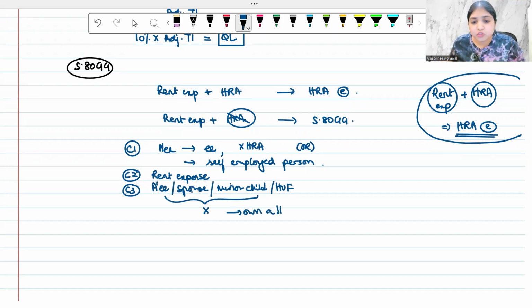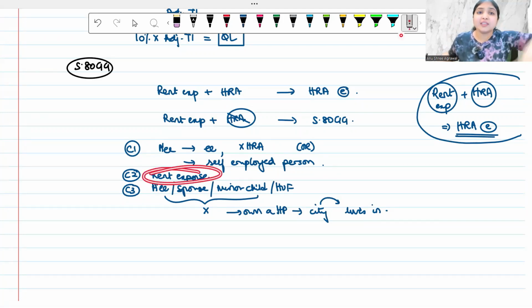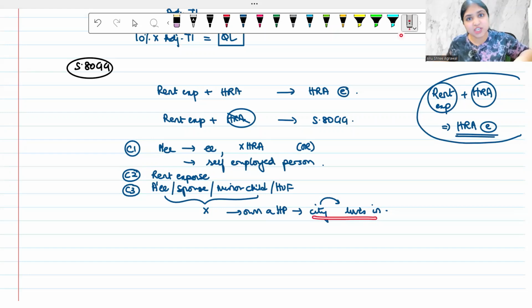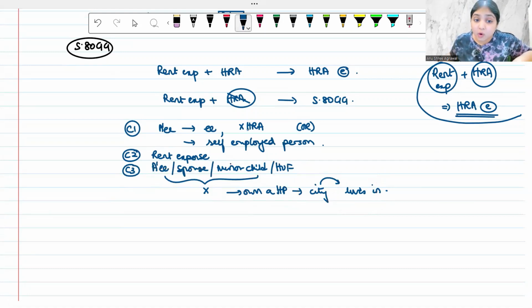None of them should own a house in the city in which he lives. Why is he living in a rented house? Why is he having rent expense? Because he does not own a house in the city in which he lives. For example, let's say I'm living in Bangalore. In Bangalore, I myself, my spouse, my minor child, my HUF, none of us should own a house in Bangalore where I'm living. Can I own a house in any other city?